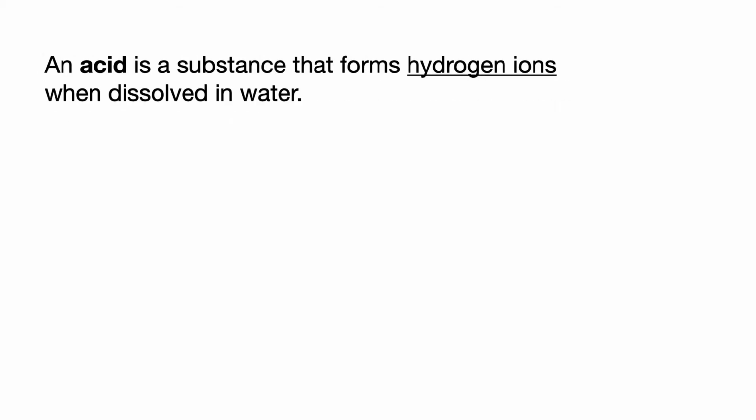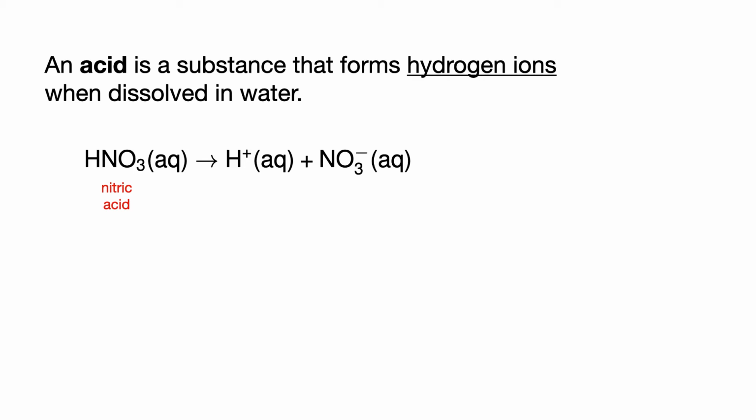So in these reactions, an acid is a substance that forms hydrogen ions when it's dissolved in water. There are many examples of acids. One that is common to work with in the laboratory is called nitric acid. When nitric acid is dissolved in water, it forms hydrogen ions and nitrate ions. And this is a typical example of acid behavior.